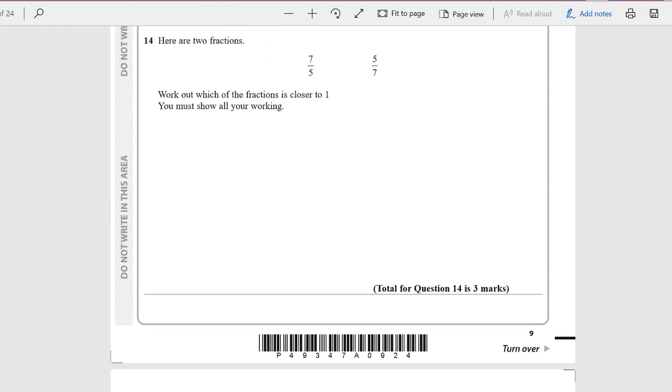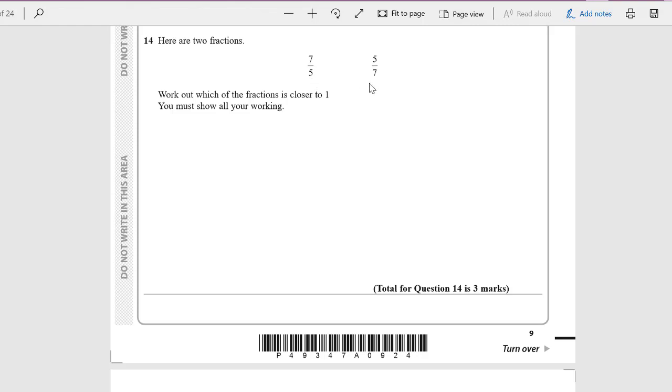Okay, question 14. So here are two fractions, 7/5 and 5/7. So it says work out which of the fractions is closer to 1, and you have to show all of your working out. Alright, well, let's think about this. This is LCM, thinking about what the lowest common multiple is so that we can equate these two fractions. So the simplest thing to do is change the denominators to a number that equate.